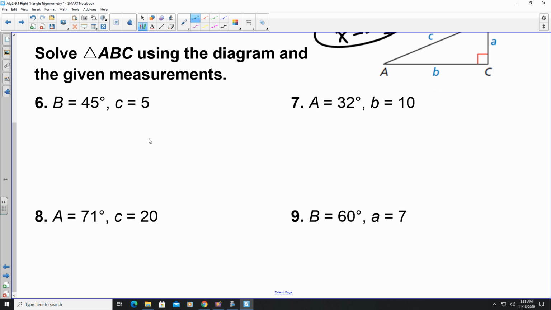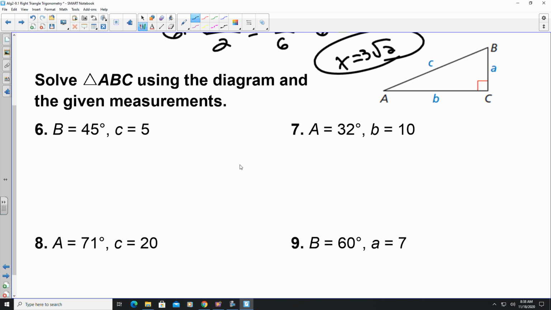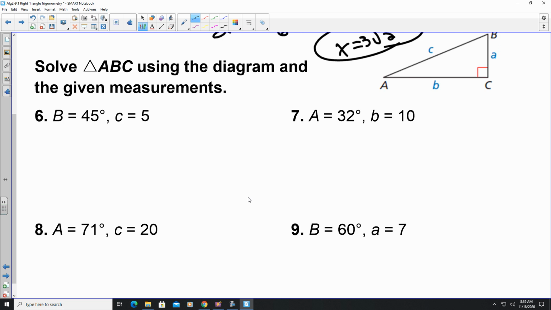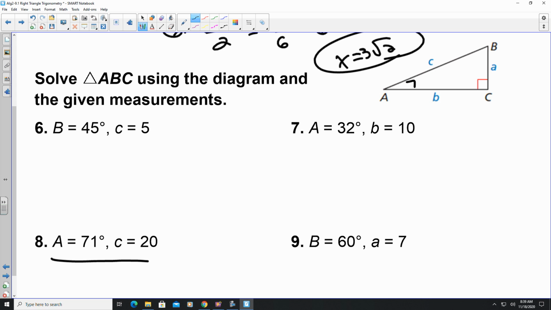Here with questions 6, 7, 8, and 9, you're going to use this diagram to help you out. They're giving you some of the values, and you're going to be asked to find the unknowns. For instance, if I look at question 8, they're telling you that A is 71 degrees, and they're telling you that C is 20.